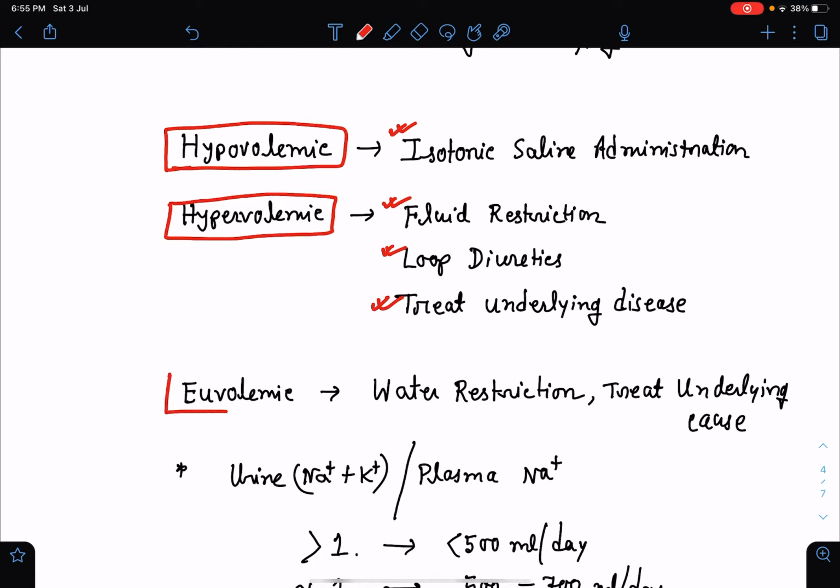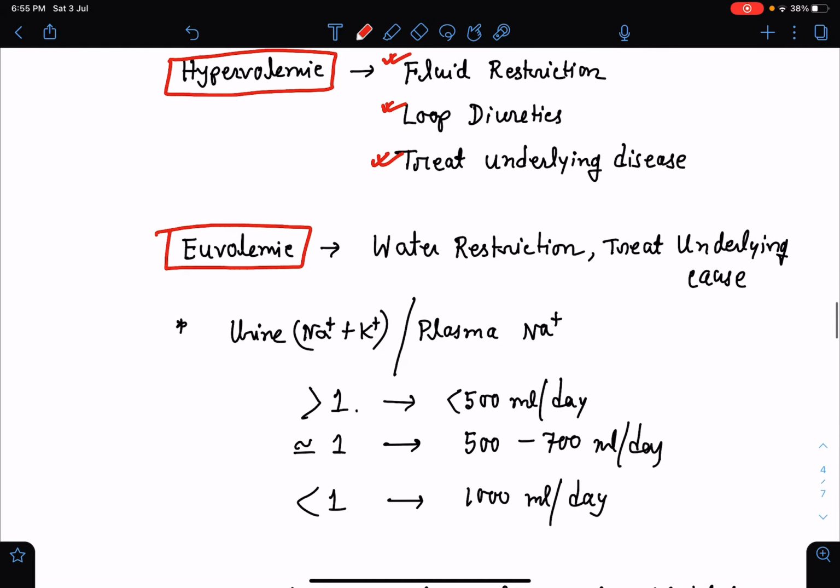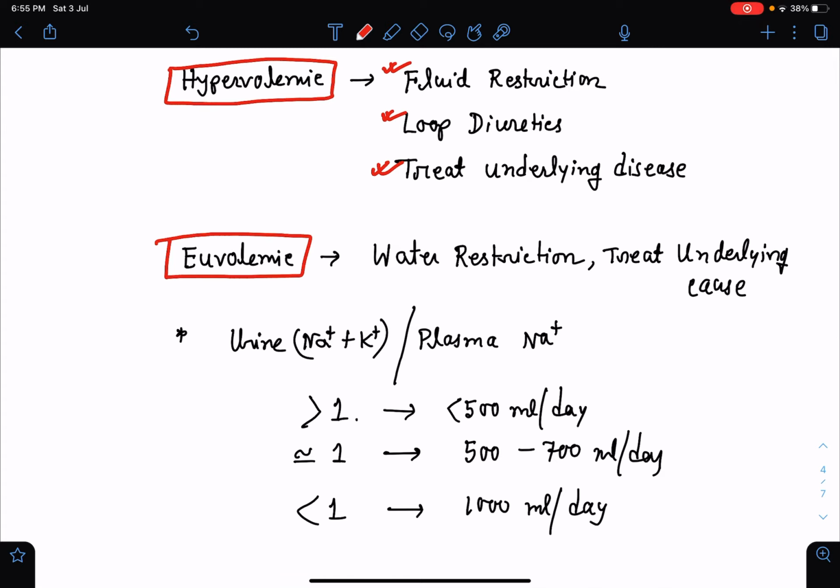If we talk about euvolemic hyponatremia, then water restriction is very important. Sometimes the patient will improve only with water restriction, and of course treatment of the underlying cause is very, very important.